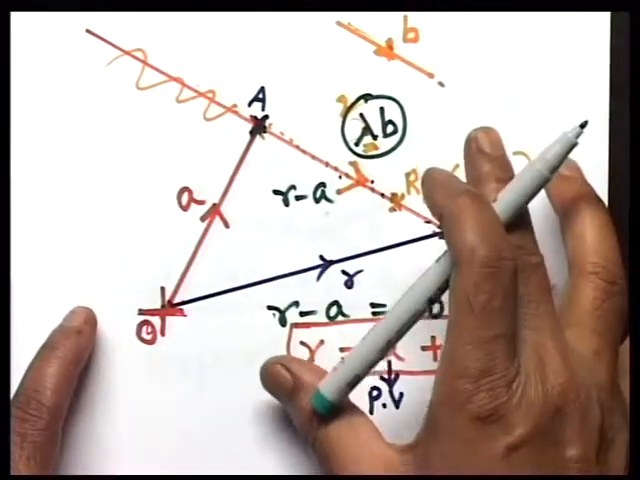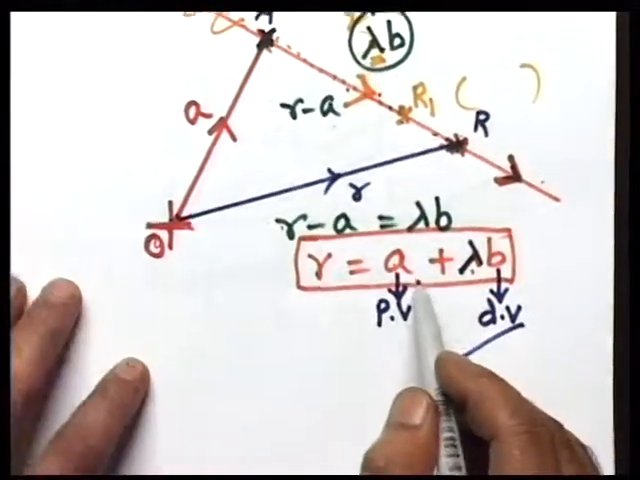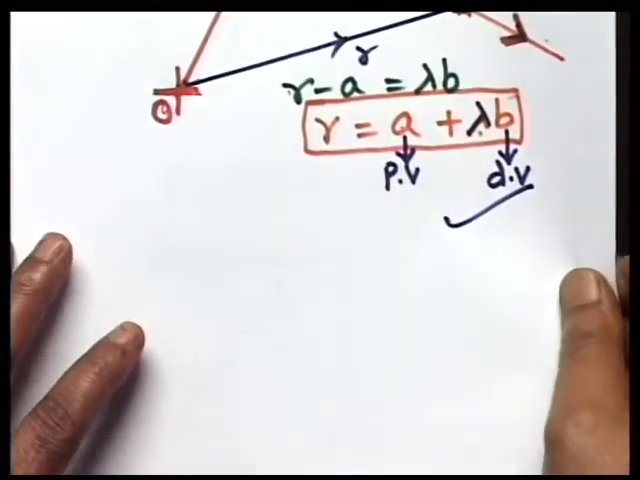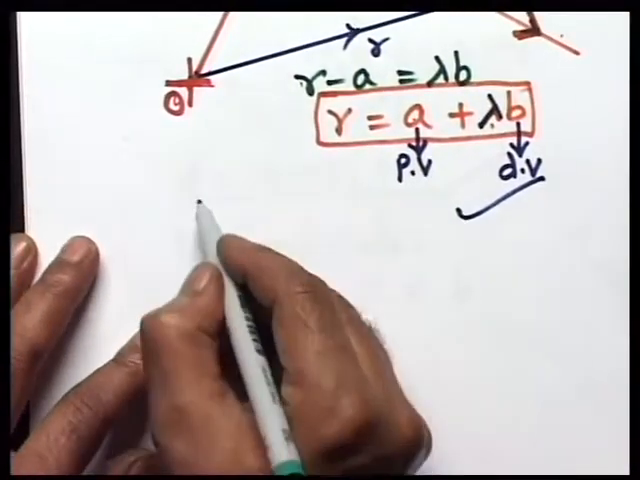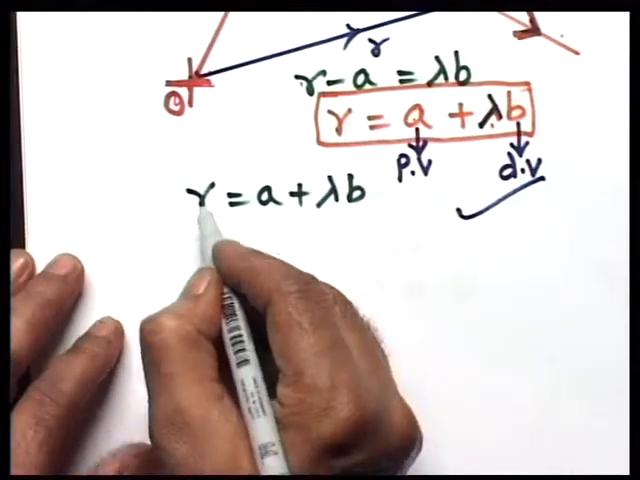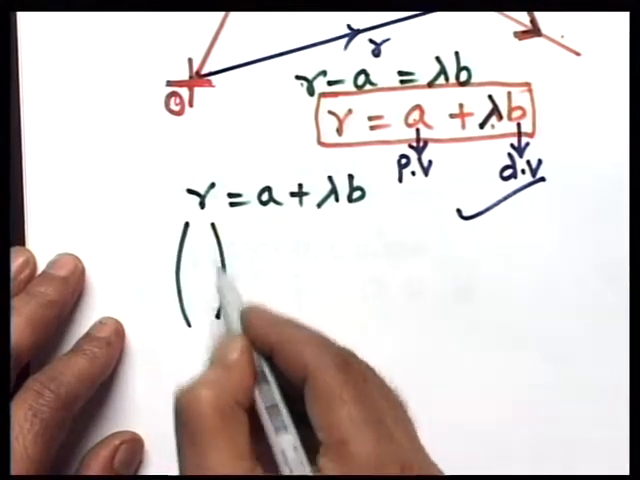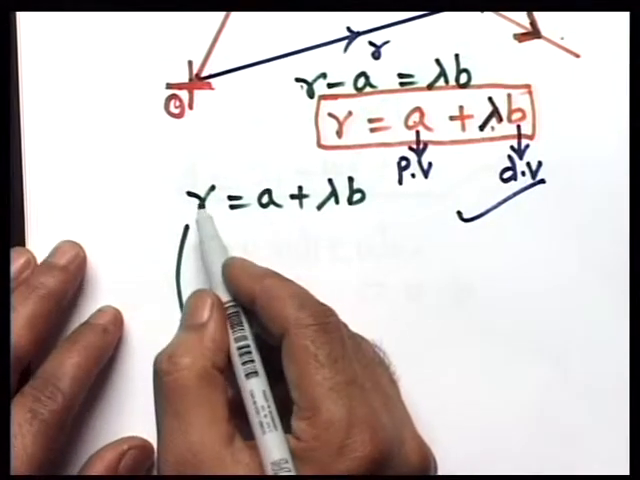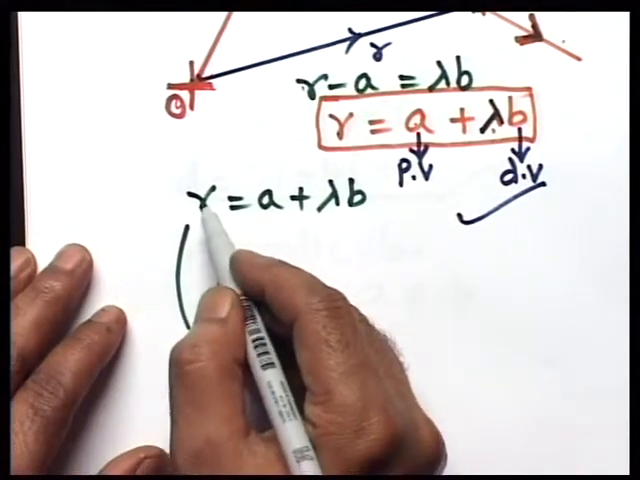So it is important to know the meaning of r and a and b. I will write it again for you: r equals a plus lambda b. Please understand, r is any point, a general point. It's the position vector of the general point.